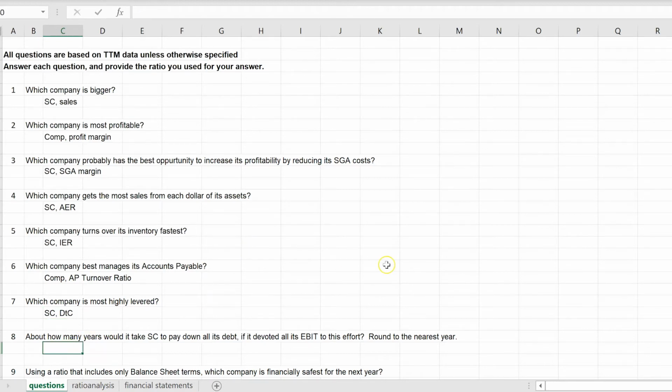Okay, question number 8, about how many years would it take Sound Capture to pay down all of its debt if it devoted all of its EBIT to this effort? Round to the nearest year.